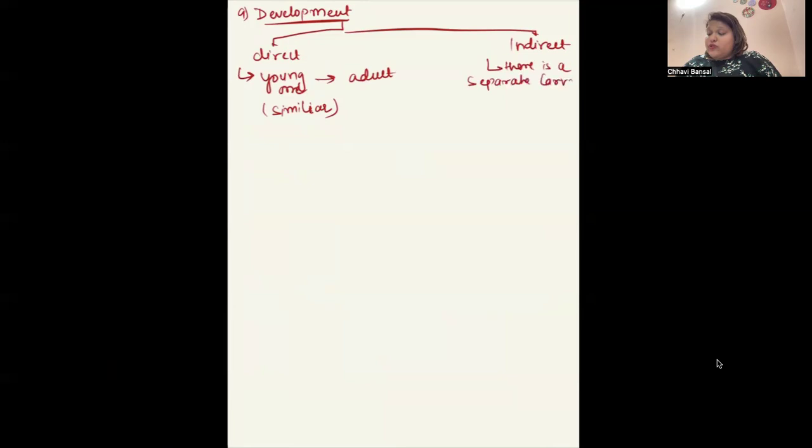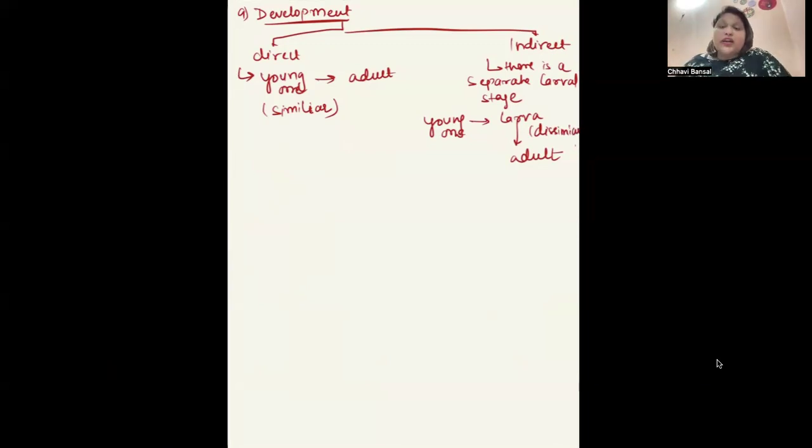larval stage. Okay, so young one will give rise to larva. Larva will give rise to adult. And larva and adult are dissimilar. They do not look similar. Like for example, tadpole. Tadpole is a larva of a frog, right? The frog is way too different from the larva, right? So this is what is indirect development.